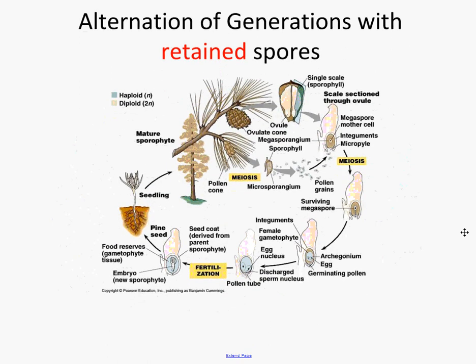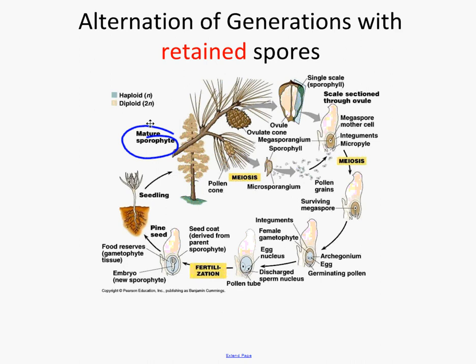Here's the same basic cycle with the pine tree, except in this case, there's a few other things going on, lots of seed and all this stuff you don't have to know about. What I want you to pick out from this picture is what words? Well, you have the sporophyte. This is the mature plant, the thing that you see.